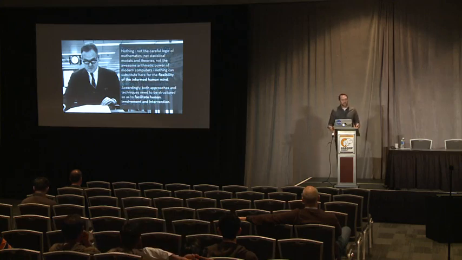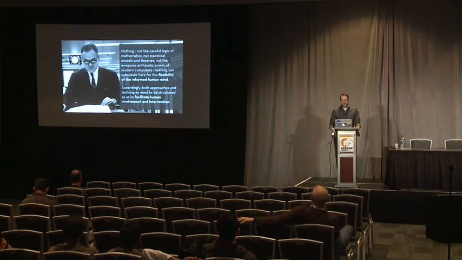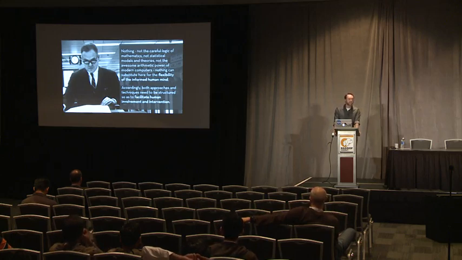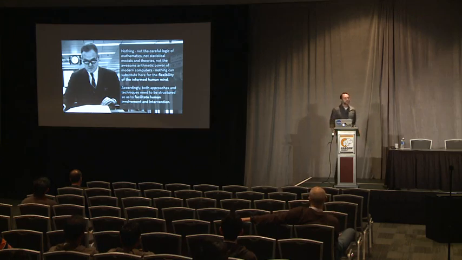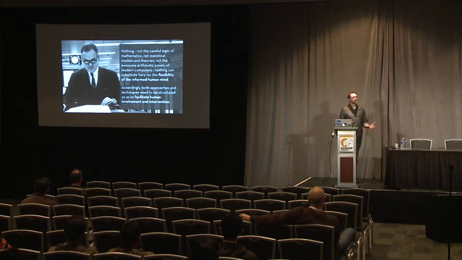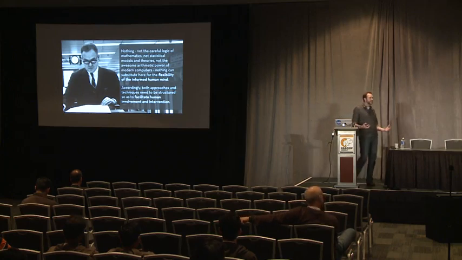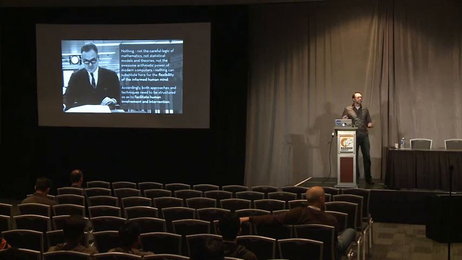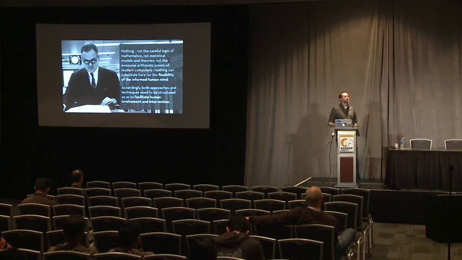He then concludes that nothing, not the careful logic of mathematics, not statistical models and theories, not the awesome arithmetic power of modern computers, nothing here can substitute for the flexibility of the informed human mind. And so accordingly, both approaches and techniques need to be structured so as to facilitate human involvement and intervention. What he's doing here is obviously not trying to put down the computational power, scalable systems, or statistics. Indeed, he was an advocate of all of these things, but rather understanding how they can be best marshaled to serve the needs of data analysis, which is actually a wide-ranging process.